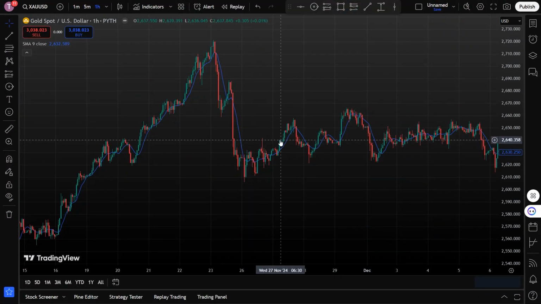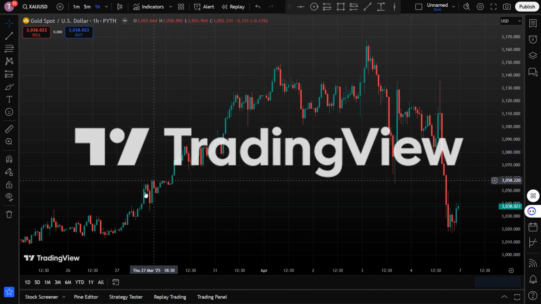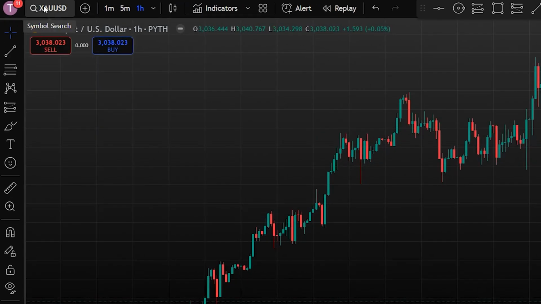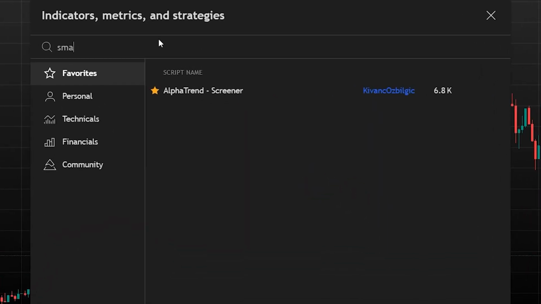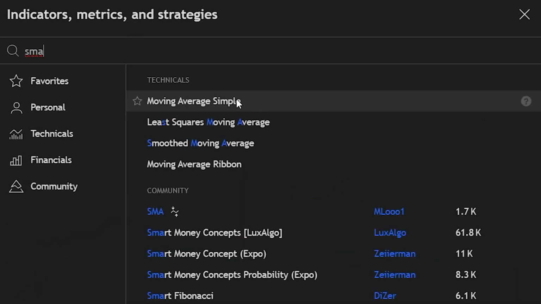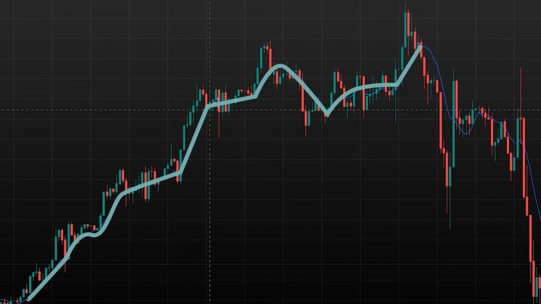Alright, let's set it up. Open TradingView and load any chart. We'll use gold XAUUSD as an example. Click on indicators, type Simple Moving Average and hit enter. Select the first result and boom, a new line appears on your chart.